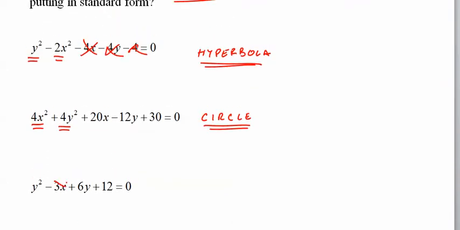And one left, get rid of all of these. I got a y squared. That's going to be a horizontal parabola.